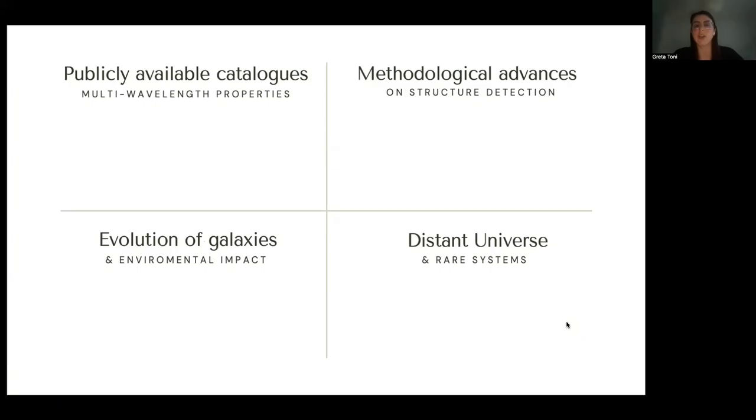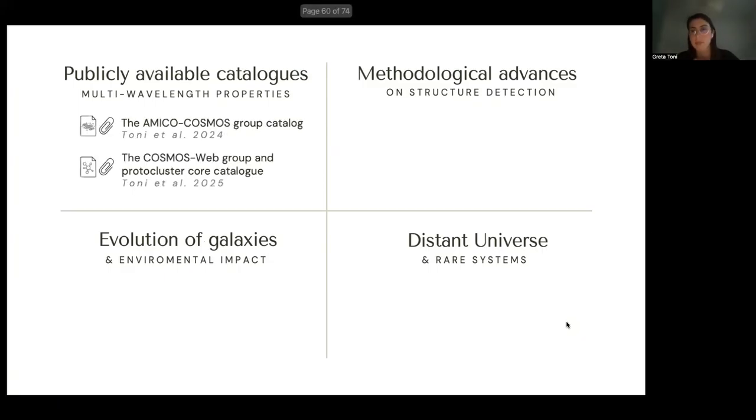So first of all, during my PhD, we have created these publicly available catalogs with multi-wavelength properties that can be accessed and used. In fact, they are being used by several independent groups, which is great. They're doing amazing science. It's very nice to see for me.